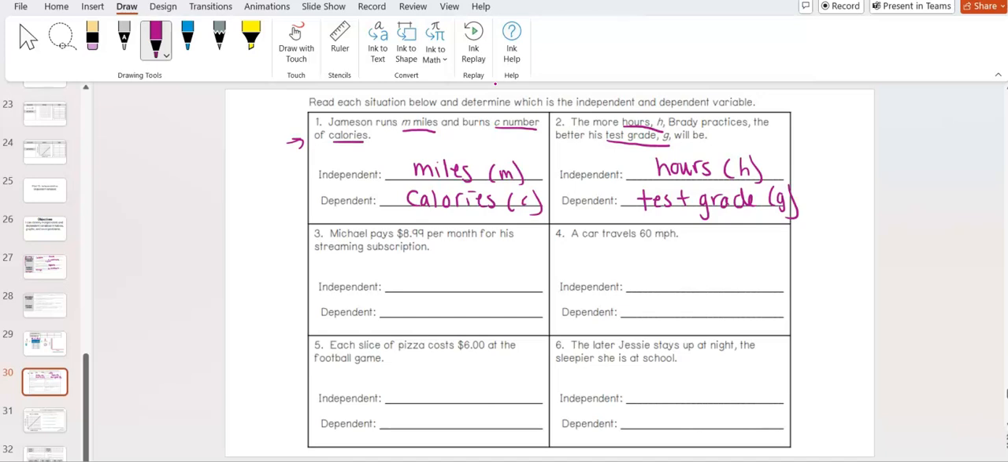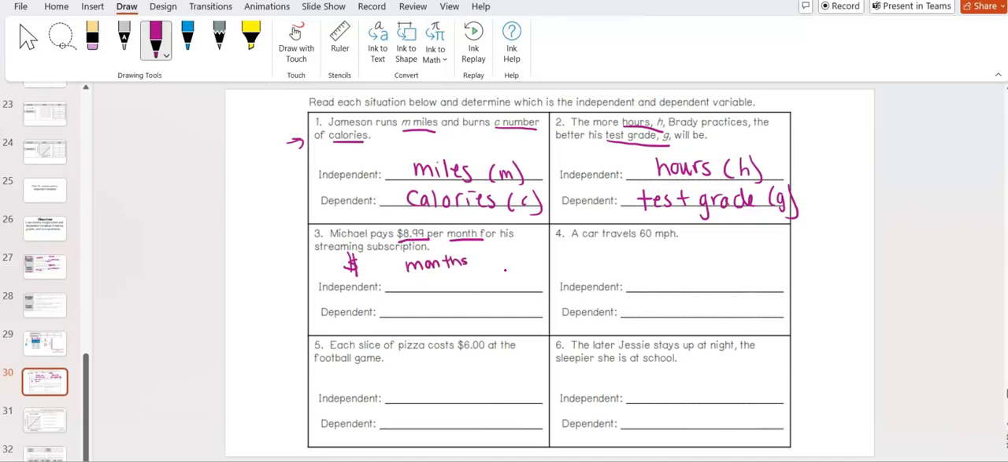Down here, we are not given our variables as clearly. We have to figure them out. Michael pays $8.99 per month for his streaming subscription. What are the variables that change, right? We've got a streaming subscription and we've got costs. What are these things that change? So money per month, those are our 2 variables. So we have our cost and we have the number of months.